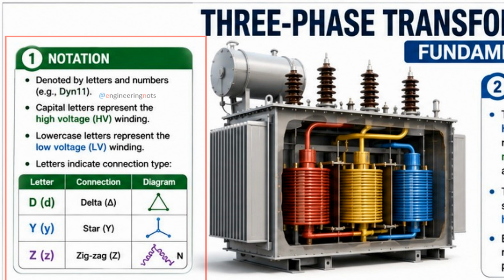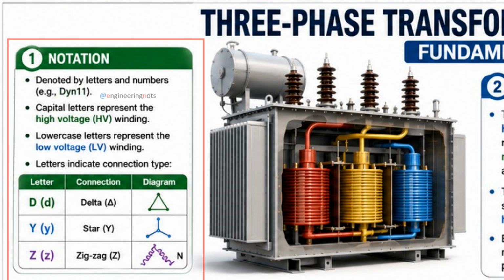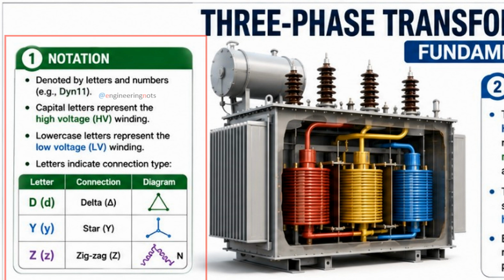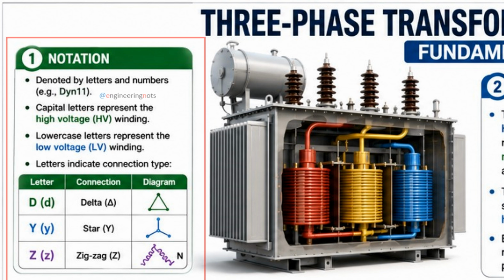The connection type is identified by the letter. D means delta. Y means star. Z means zigzag. If you see the letter N, it means the neutral point is brought out and available for connection. Now look at the example Dyn11.